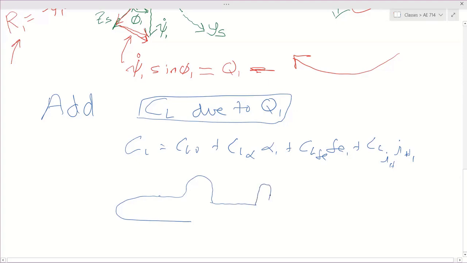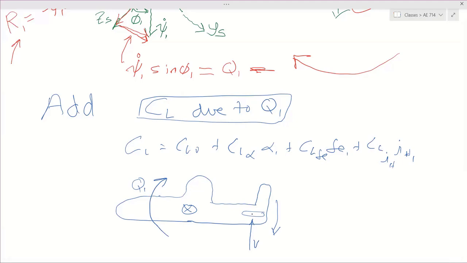But if you think about an airplane pitching about the CG with a pitch rate Q1, the horizontal tail will be sweeping downward. And so there will be a relative airflow upward. And that's going to push on the horizontal tail, and it's going to generate an additional lift due to that pitch rate. And it will generate an additional pitching moment and possibly additional drag. So we're going to add additional terms.